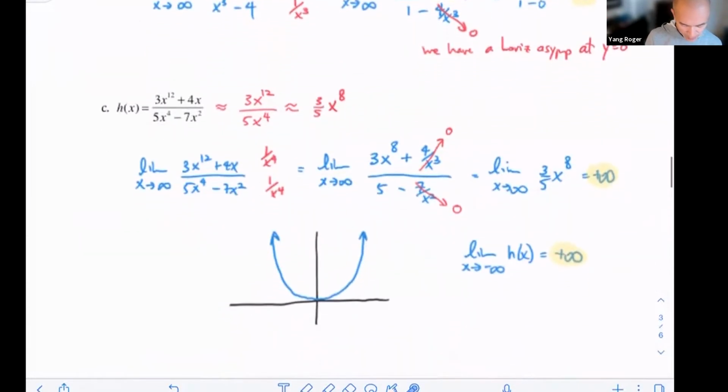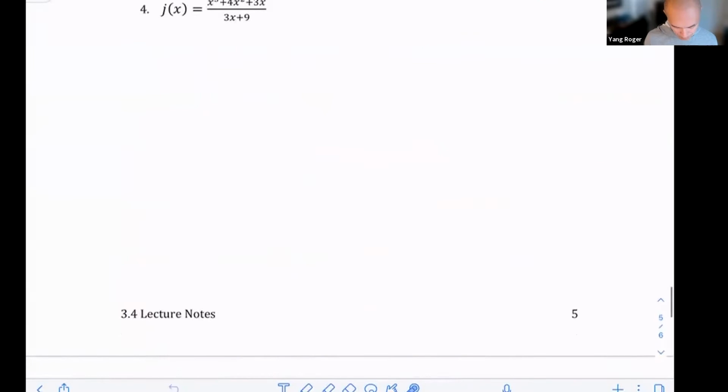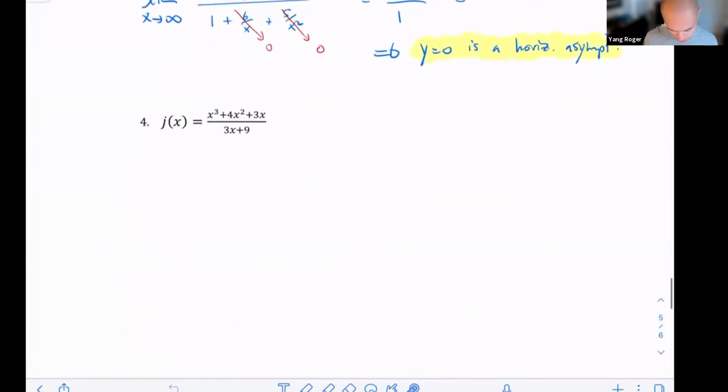If you look at this example C over here, the degree of the numerator is 12. The degree of the denominator is 4. So if I just compare the leading terms, this guy kind of looks like x to the 8th. And then we know that x to the 8th kind of looks like this because it's an even power. The coefficient's positive. So when I go off to infinity, you're going to get positive infinity and positive infinity. Let me show you the thought process behind number 4.